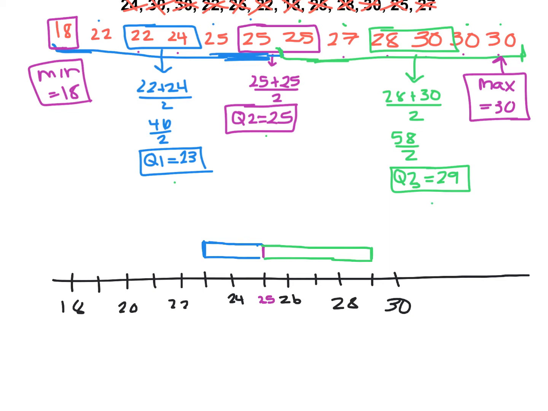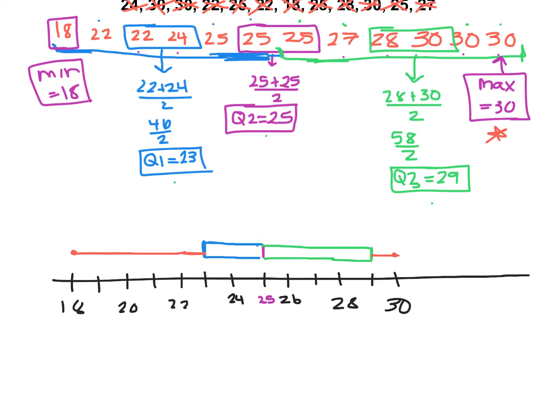Then from here, I need to draw my whiskers, which help me when I branch out and look at the outer data. I'm going to look at my whisker goes all the way out to 30 here for my maximum point, and then it goes all the way down to 18 here for my minimum point. So here we can see our variability is a lot more visible. We can see our middle is there, that median is there at 25, and then we can see how the spread kind of works out.